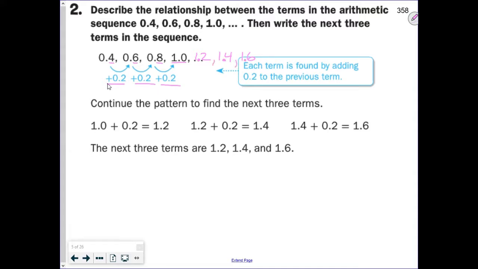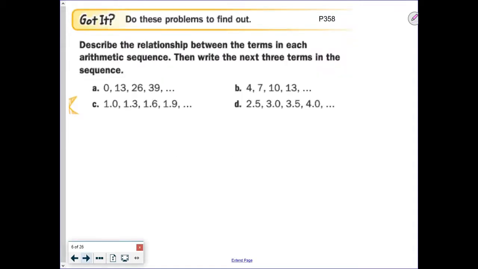Don't let the decimals throw you off. Just block them out to begin with. Think of them as whole numbers, and then go back and add the decimals in. It makes it a whole lot simpler. So go ahead and try letters A, B, C, and D on your own before going on to the next set of examples.